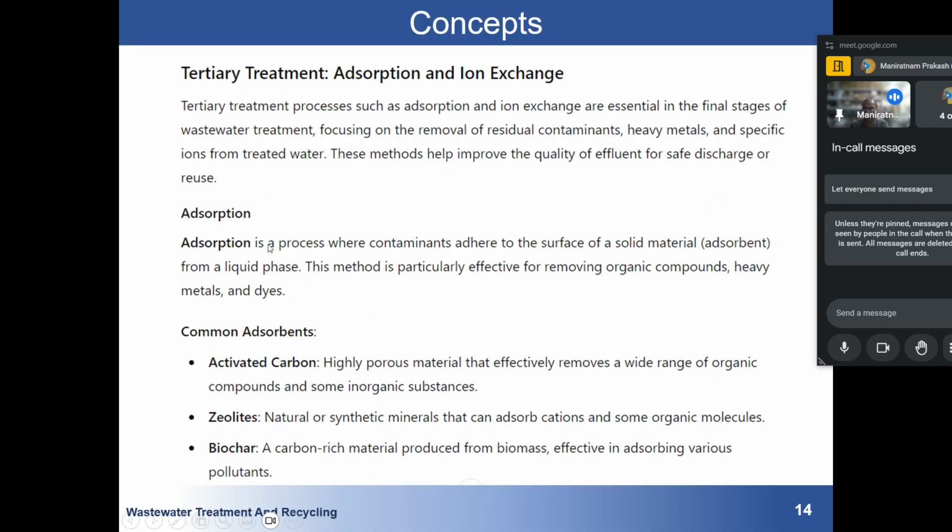Adsorption is a process where a contaminant is adhered or attached to the surface of a solid material, known as the adsorbent, from a liquid phase. This method is particularly effective for removing organic compounds, heavy metals, and dyes. Suppose some heavy metal, say arsenic, is there at a very high concentration, and we know it can be removed by some solid. We put that solid in a chamber and apply the water, and all the contaminants get adsorbed there, and we finally have contaminant-free water.